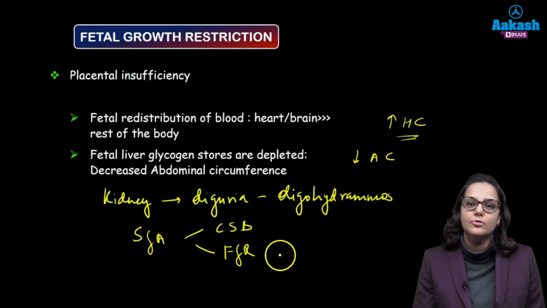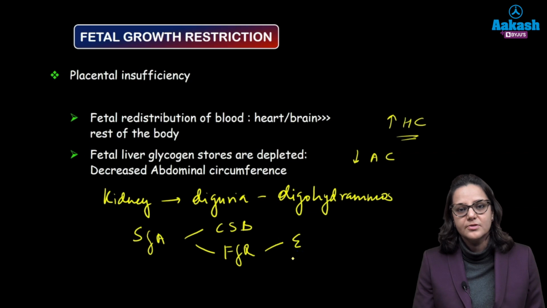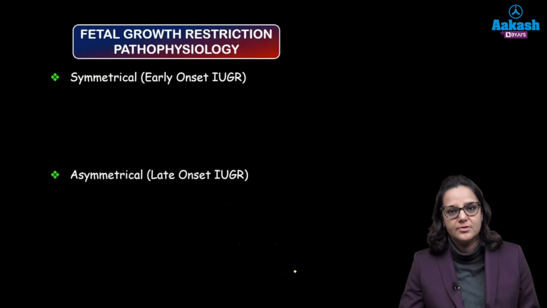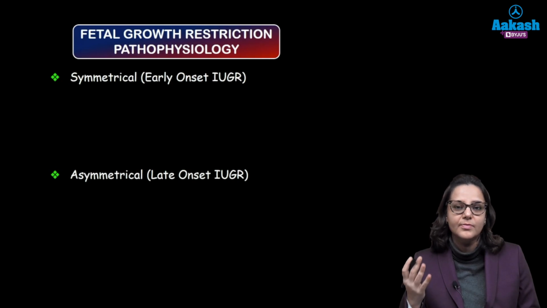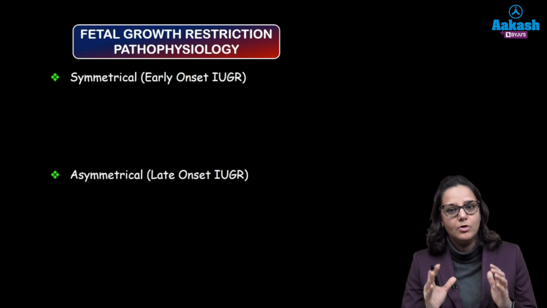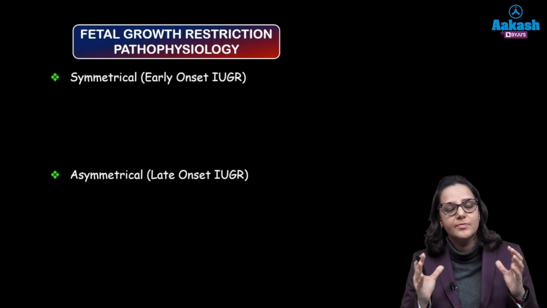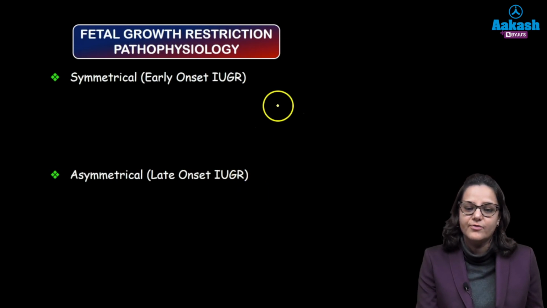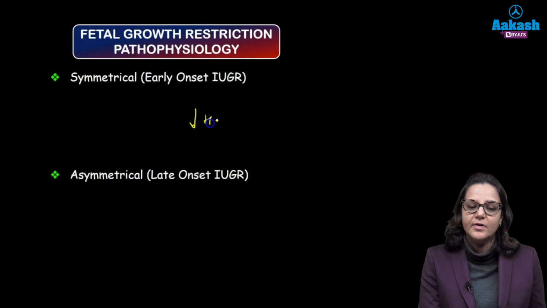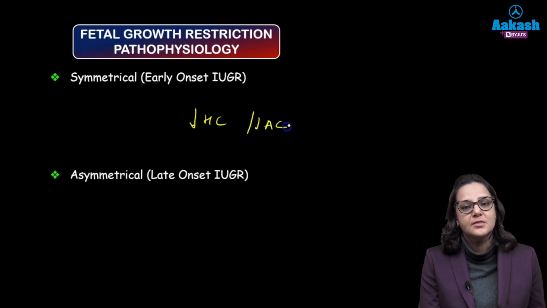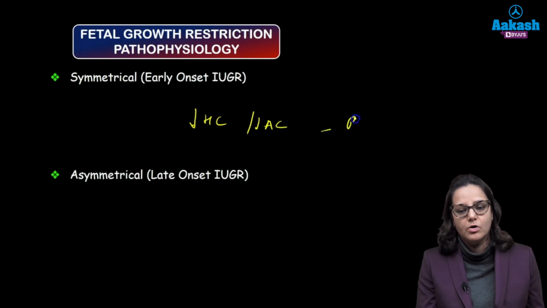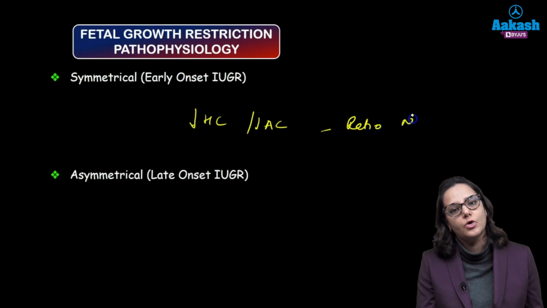Talking about the fetal growth restricted baby, there can be two further scenarios: early onset restriction or late onset restriction. If there is early onset IUGR, the baby will be symmetrically small. All the circumferences will be small, with decreased head circumference and decreased abdominal circumference. Therefore the ratio of all of these is going to be normal.